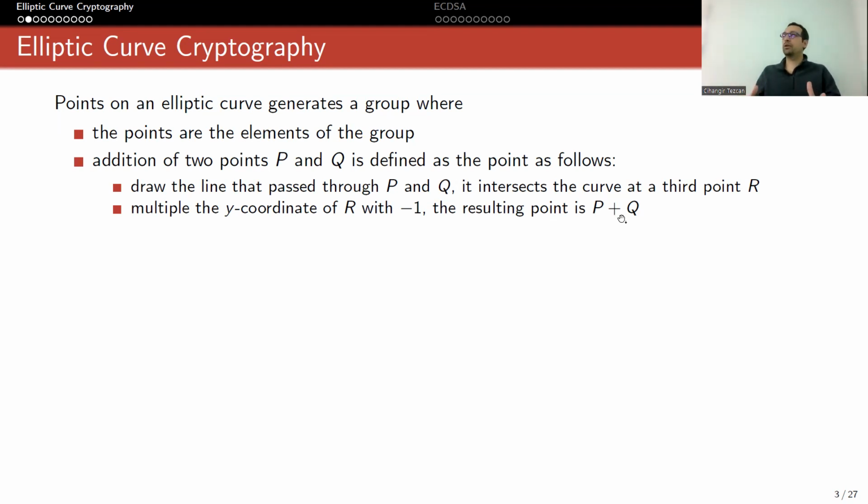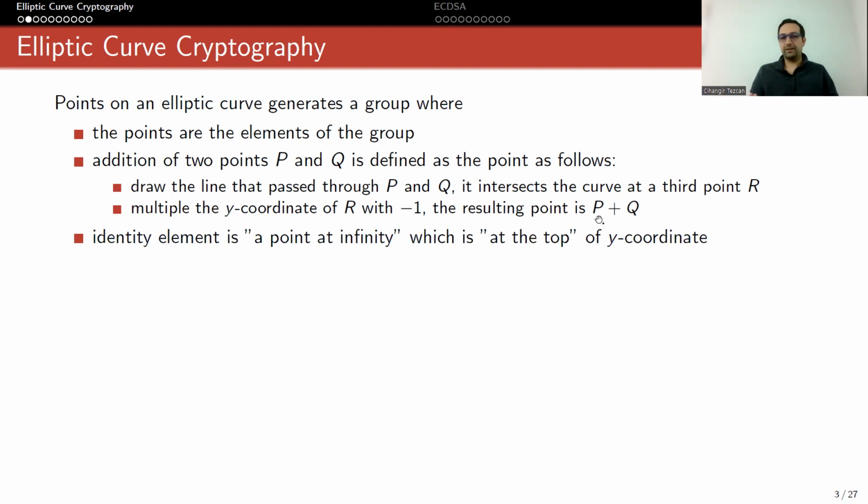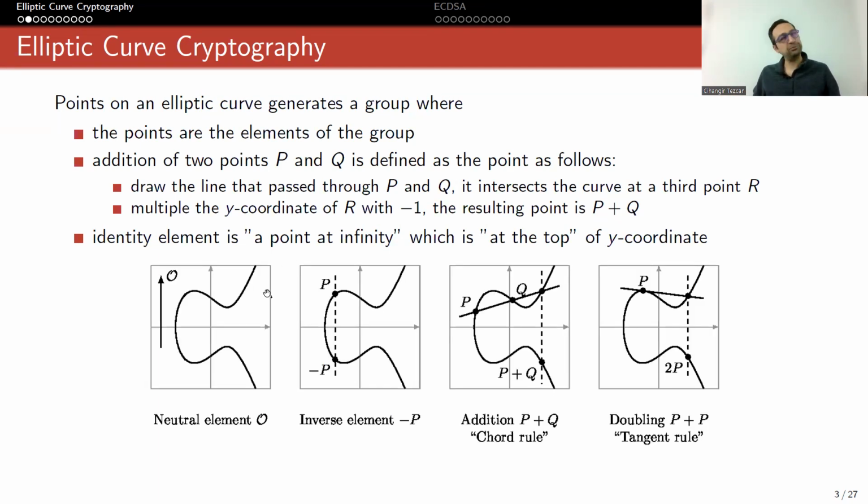So recall what we talked about in algebra. We talked about groups. We said that a group consists of a set of elements and an operation. Here the set of elements are points. The operation is defined like this in a very bizarre way, okay? We also said that a group has to have an identity element. And here we say that there is a point at infinity, which is a kind of point at the top of the y coordinate and works like an identity element. And of course, every element has to have an inverse. So let's see how this works, okay?